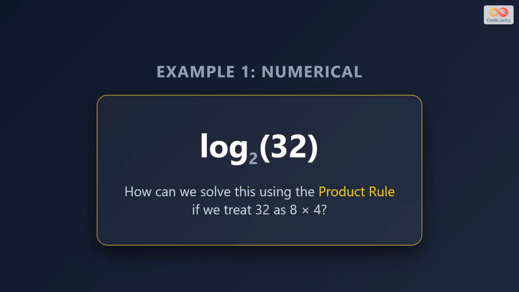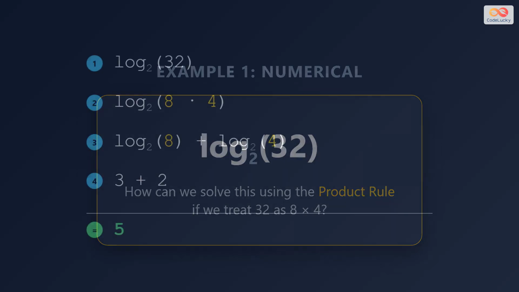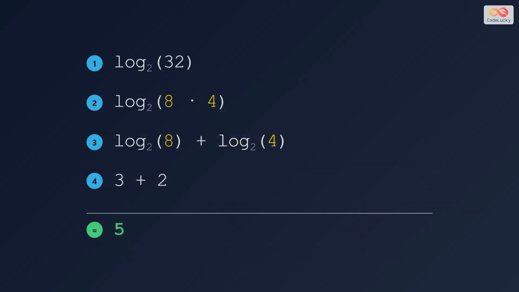Let's look at a numerical example to prove this works. Suppose we want to find log base 2 of 32. We know 32 is 8 times 4. Let's see if we can use the product rule to break this down. So we rewrite log base 2 of 32 as log base 2 of 8 times 4. Using our rule, we split this into log base 2 of 8 plus log base 2 of 4.